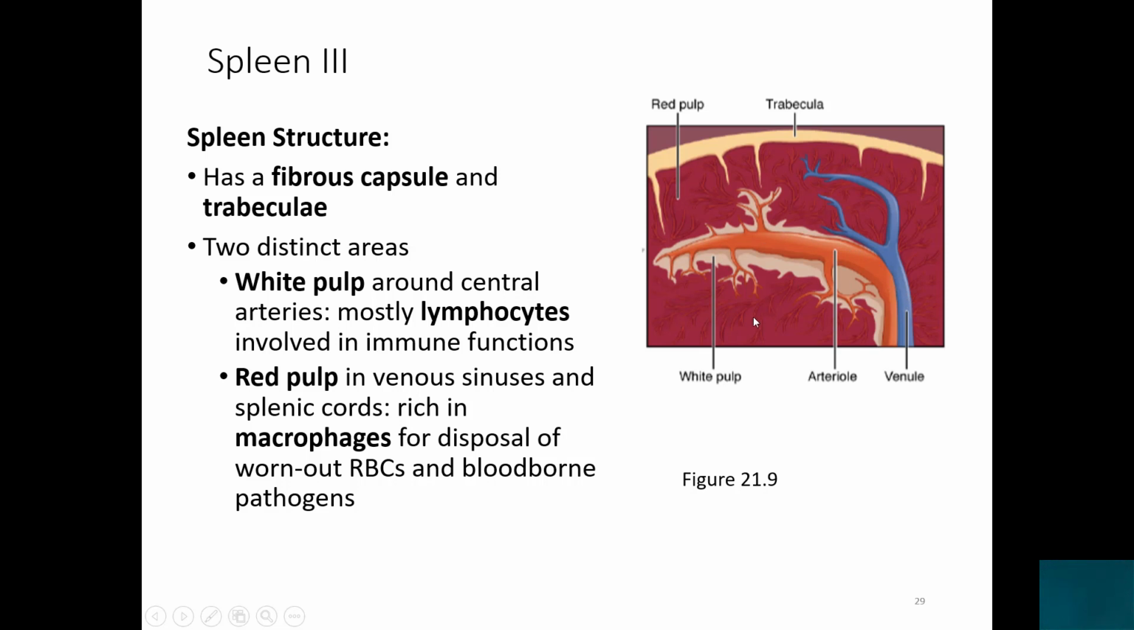So white pulp mostly contains lymphocytes and they carry immune function, killing pathogens. Red pulp takes care of red blood cells. There are a lot of macrophages there for disposal of worn out red blood cells and other blood cells, and also cell debris and all those pathogens, they are disposed in the red pulp.